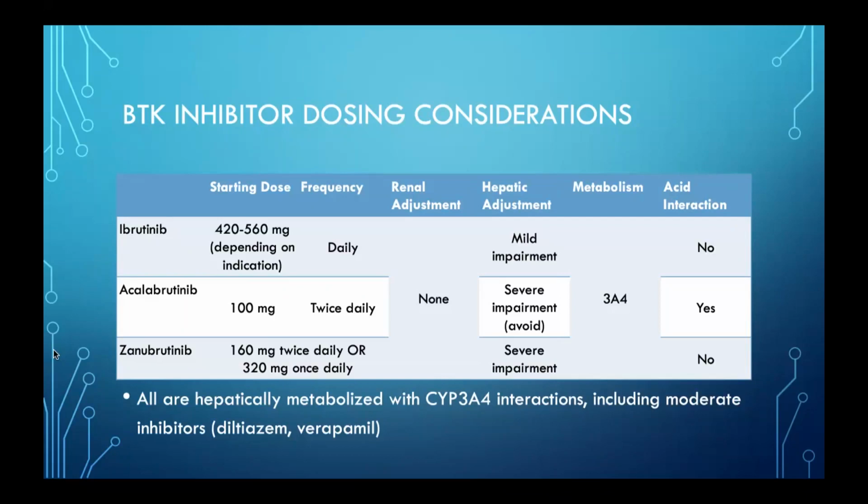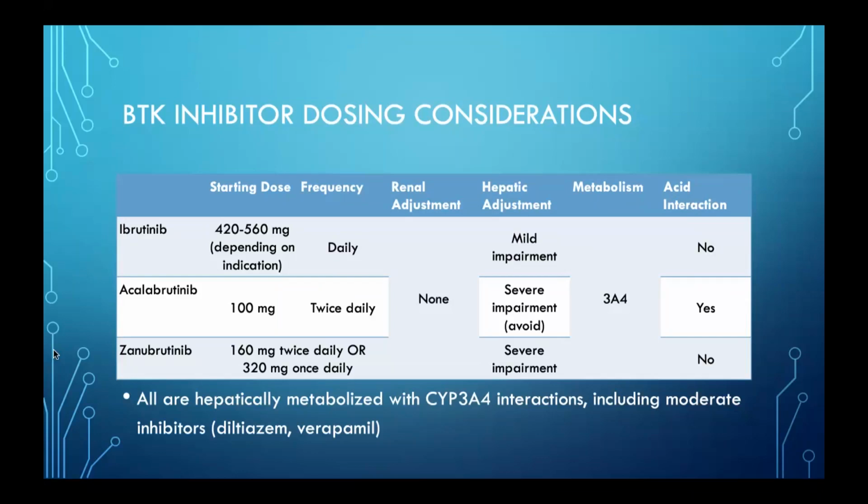None of these have renal metabolism, which is standard for our oral chemos. They do require hepatic adjustments and do have 3A4 mediated metabolism, which is going to be especially important for a class of drugs like this that does commonly cause atrial fibrillation, where you can see non-dihydropyridine calcium channel blockers like diltiazem and verapamil that are moderate inhibitors and do require adjustments in these medications. So that's one thing for you to watch out for.